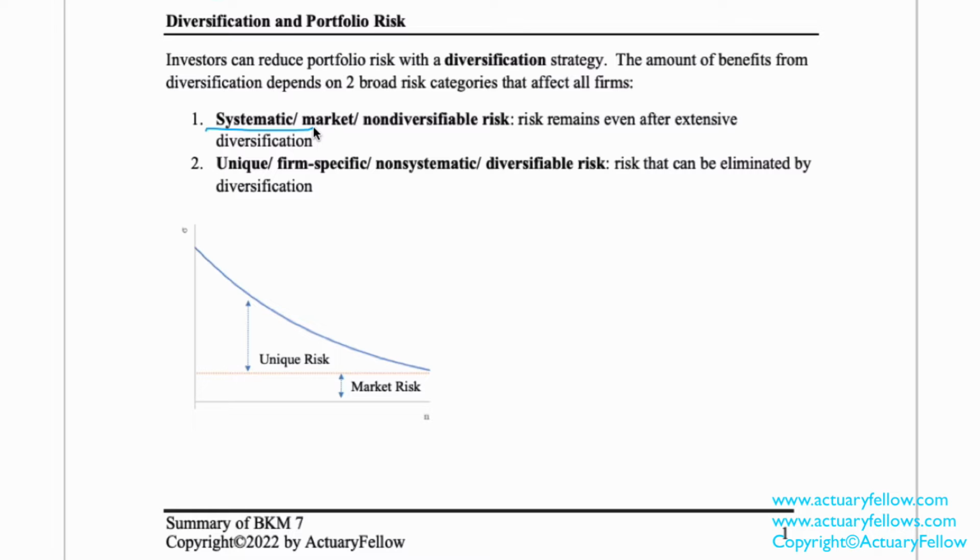On the other hand, unique or firm-specific risk can be eliminated by diversification. In the graph, the x-axis is the number of securities in a risky portfolio. The y-axis is portfolio standard deviation. We can see the marginal reduction in risk from diversification becomes smaller as n increases. The total risk approaches the level of non-diversifiable risk.